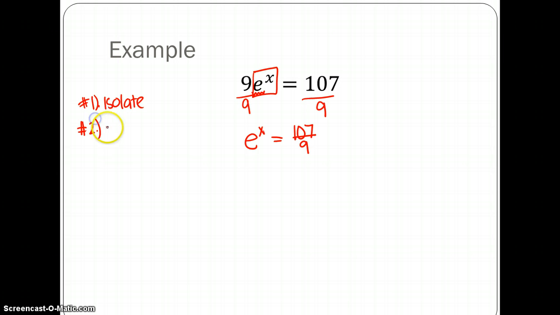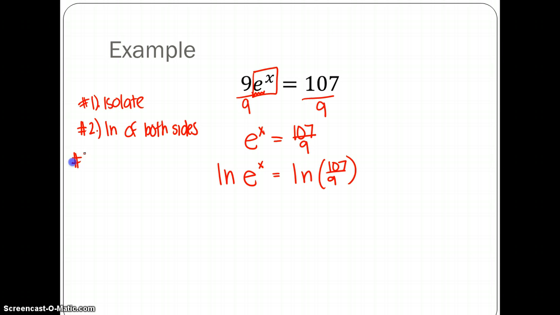Step 2, take the natural log of both sides. And if you see an exponential equation that has e in it, this is the reason we use natural log. Natural log of e to the x equals natural log of 107 over 9.